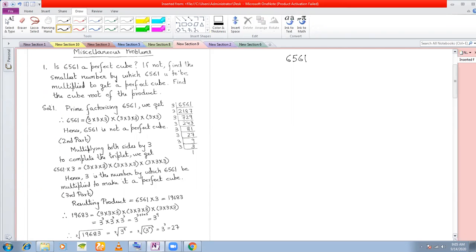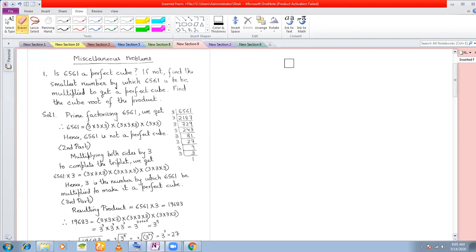The question used to be, a number was given, is this a perfect square? If not, find the smallest number or the least number by which the given number has to be multiplied to get a perfect square. Okay, now this question is exactly the same as your square number question, except that you have a cube here. So the question is, is 6561 a perfect cube? Let's check whether 6561 is a perfect cube.